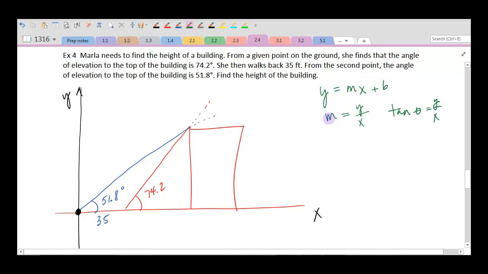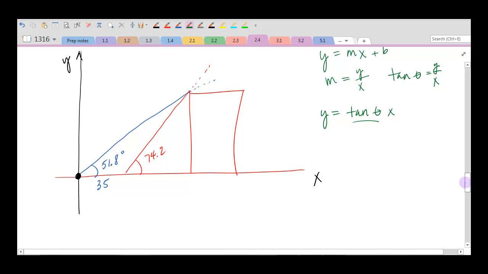So I can replace slope with the tangent of some angle, and I could rewrite my equation to look like the tangent of theta times the variable x plus b, but we really don't need that part. So in other words, the tangent of theta is my slope, and then x and y are the variables I need in my linear equation. So let's use that information and come up with two equations right here to be able to put into the calculator.